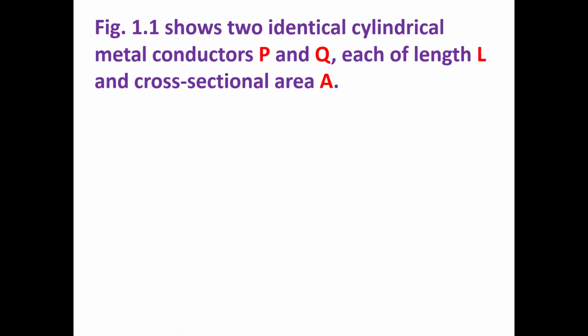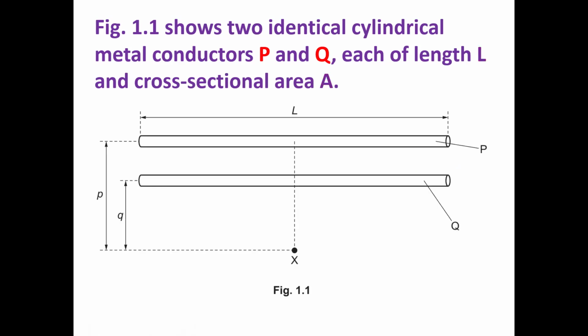Now we are starting this paper and the question says figure 1.1 shows two identical cylindrical metal conductors P and Q, each of length L and cross-sectional area capital A. Look, this is the case. Now, we have two cylindrical metal conductors. These are two long rods. Each rod has a length capital L.